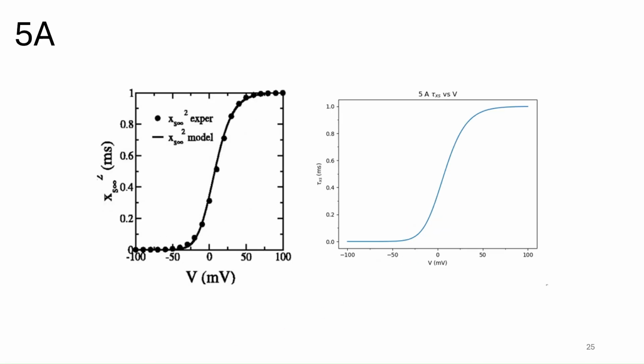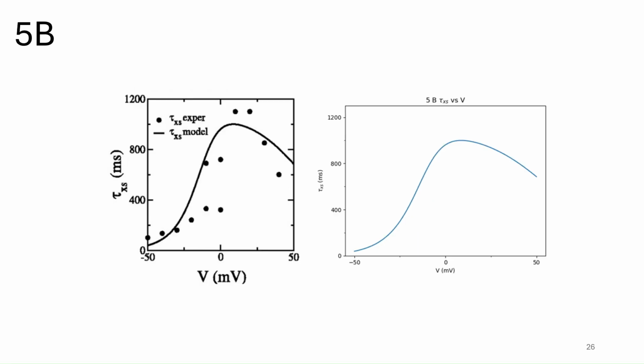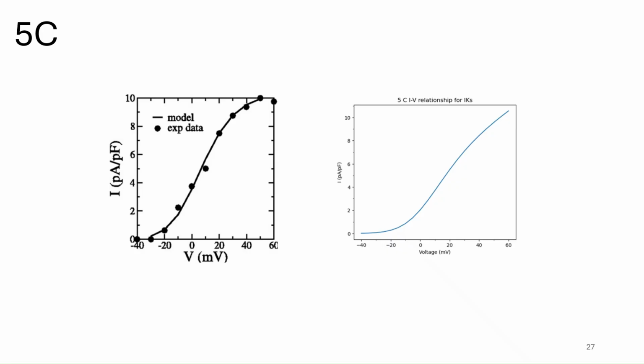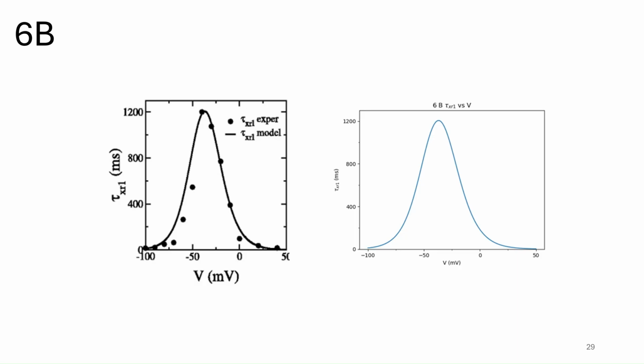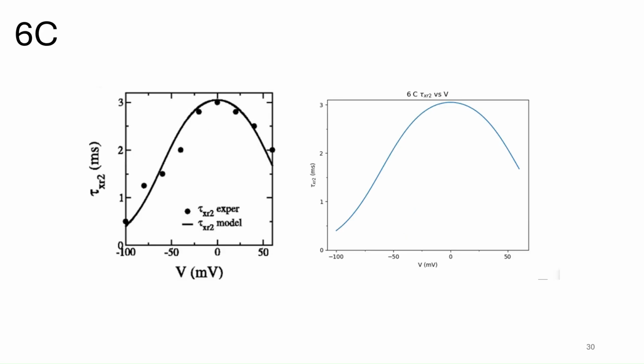This is the XS infinity square graph. It also matches properly. This is tau XSS. This is IPF versus V. This is the IV relationship for the IKS plot, the IKS current. These are also a few parameters, and these also match properly.